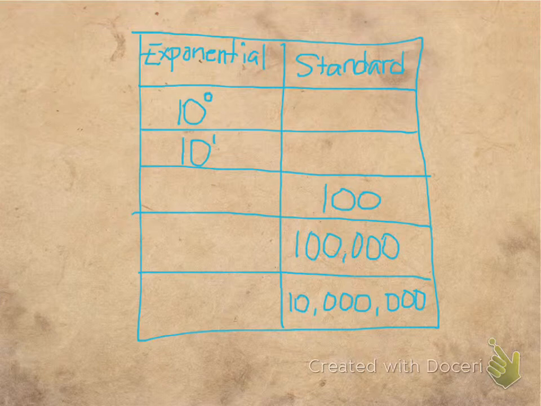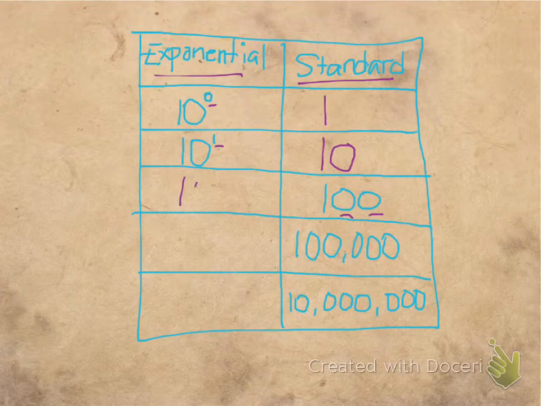Number 3 says complete the table. So here we have exponential notation, and in this column we have standard notation. So 10 to the 0 is a 1 with no zeros, so it's just 1. 10 to the first, again, is a 1 with 1 0, so it's 10. Here we have 2 zeros, so we know our base is going to be 10 with an exponent of 2 for the 2 zeros.